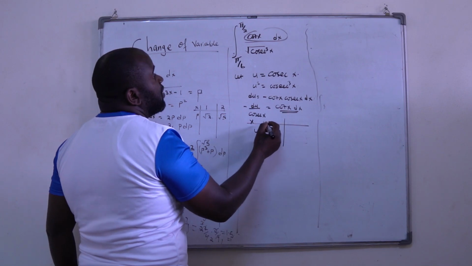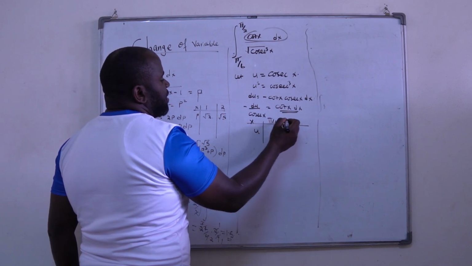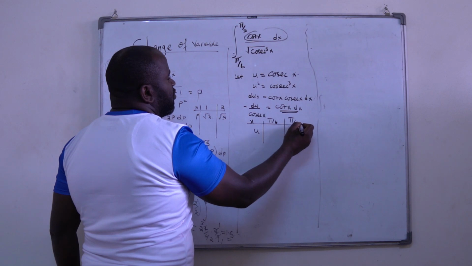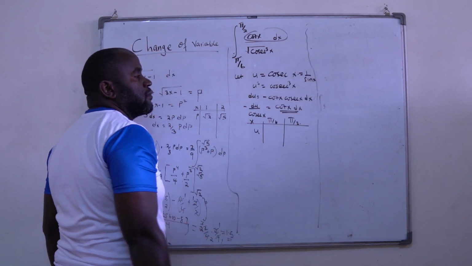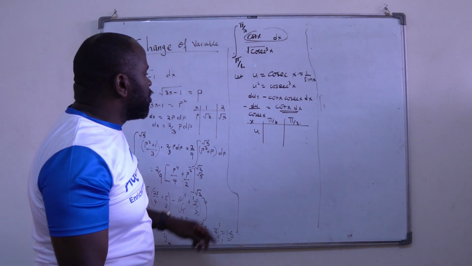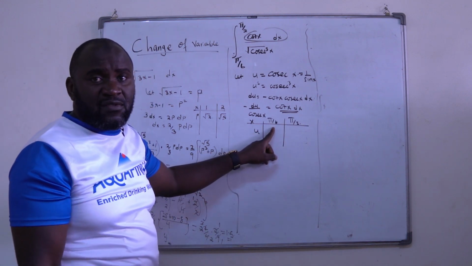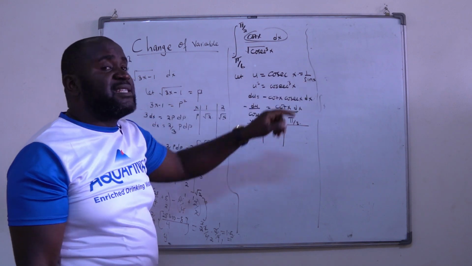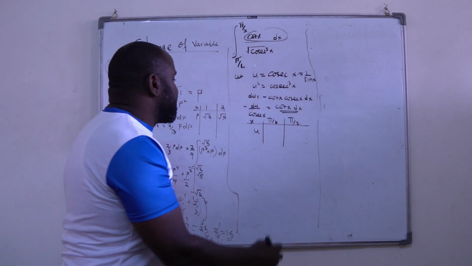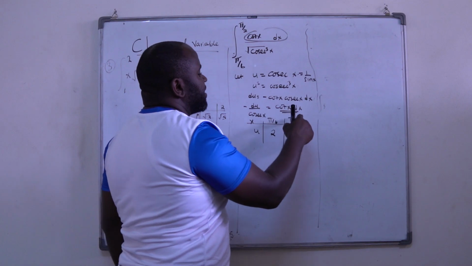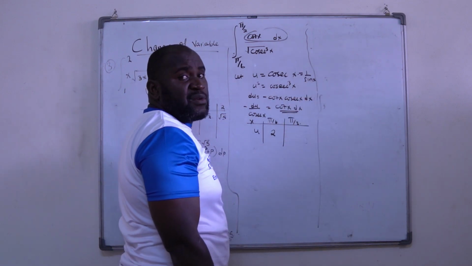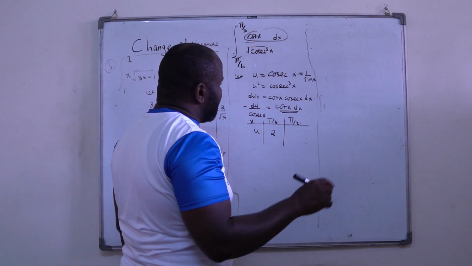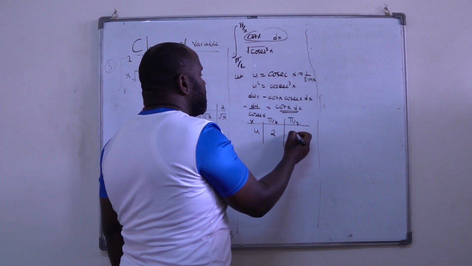For x, we have u. x was pi by 6 up to pi by 2. This is 1 over sine of x. When I substitute pi by 6, which is 30 degrees, sine of 30 is a half. So 1 over half, the answer is 2. Whereas sine of pi by 2 is sine of 90. Sine of 90 is 1, which will give us 1.